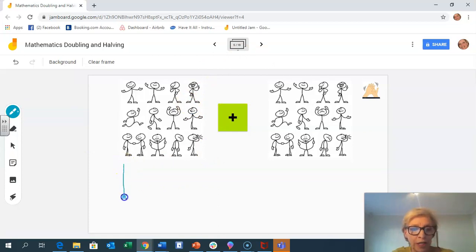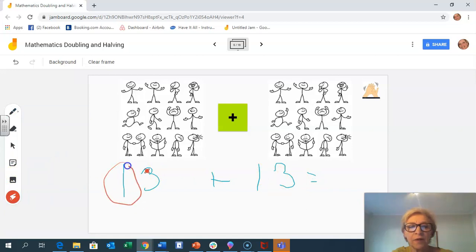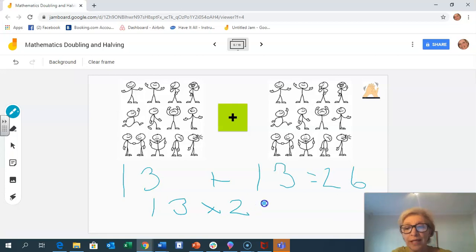So we've got 13 here, and we have 13 in this group. If we add them together, we get 10 plus 10. We add our 10s first. 10 plus 10, which is 20, plus 3 is 23, plus another 3 is 26. And another way of writing that, of course, is 13 times by 2, or we're doubling it, is 26.